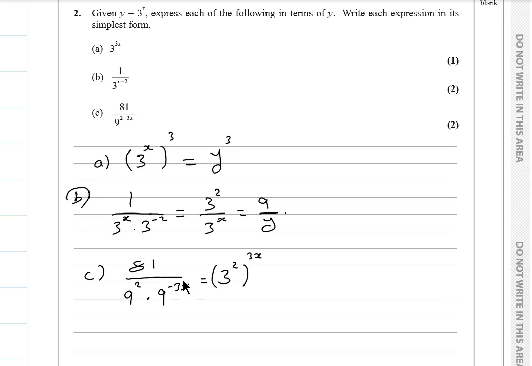Take care, the negative in the denominator is positive in the numerator, and then we can make it as following: 3 to the power x, all to the power 6, right? You know that we multiply powers together, 2 times 3x, so it's the same as 6x like this, and it will be y to the power 6.